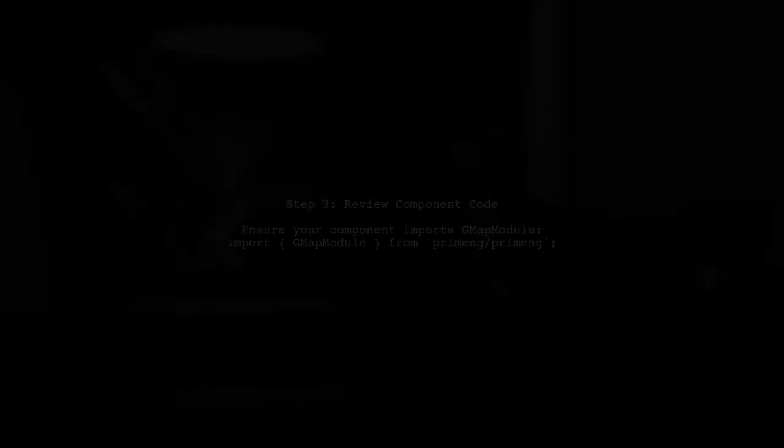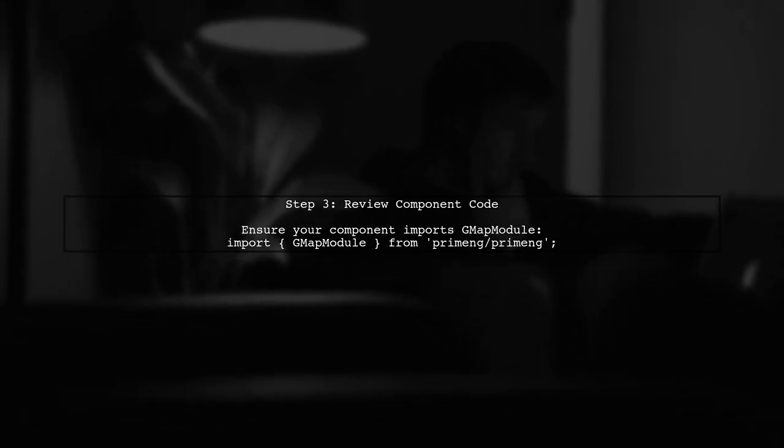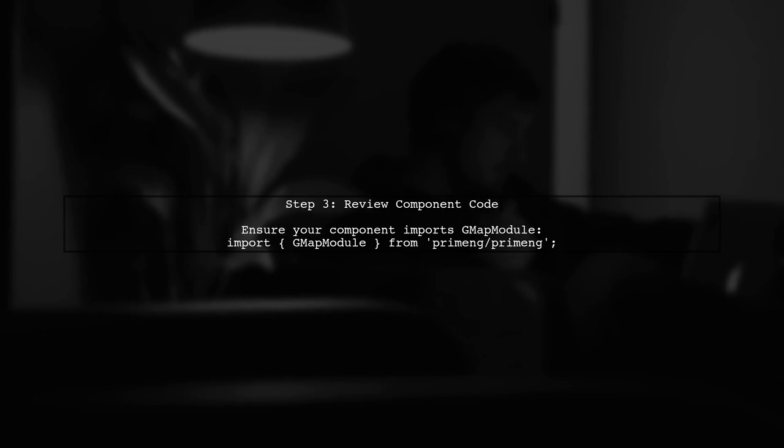Make sure to replace your API key with your actual Google Maps API key. You can obtain an API key from the Google Cloud platform. Once you have added the script tag and your API key, your component should work without the Google is not defined error. Now let's review your component code.